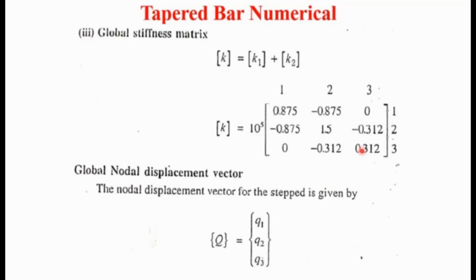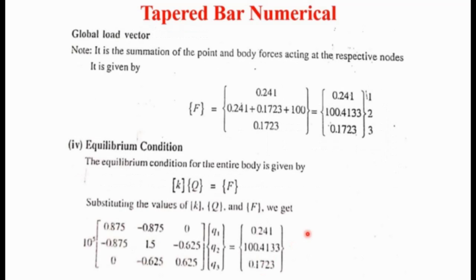Then similarly the global nodal displacement vector. We have to calculate the global nodal displacement vector, and that global nodal displacement vector for this stepped bar is given by this equation: Q is equal to Q1, Q2 and Q3. Then the global load vector. It is the summation of the point loads and the body forces acting at the respective nodes.